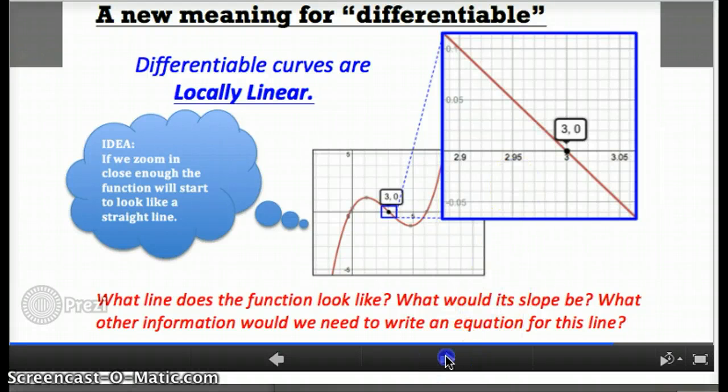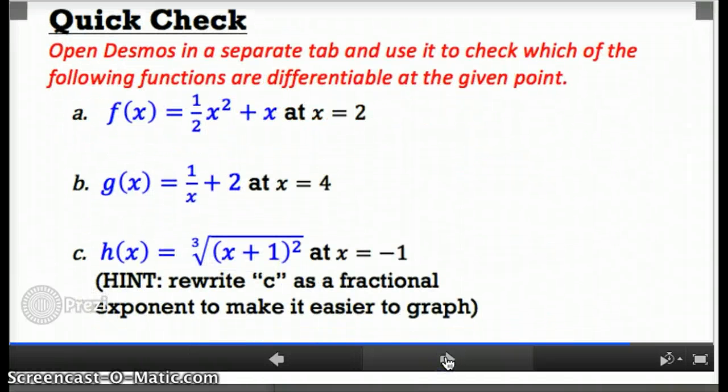Okay, let's test this out for a second here. I want you to open Desmos in a separate tab. The video's about to pause. Use Desmos and check each of these functions at the indicated x values. Are these functions differentiable or not? Use the definition that you just learned on the last slide.